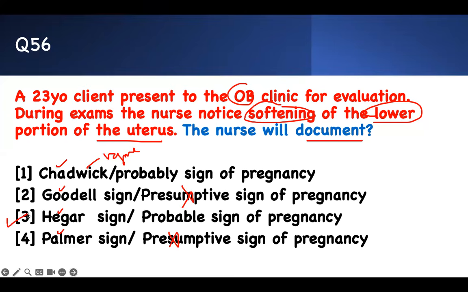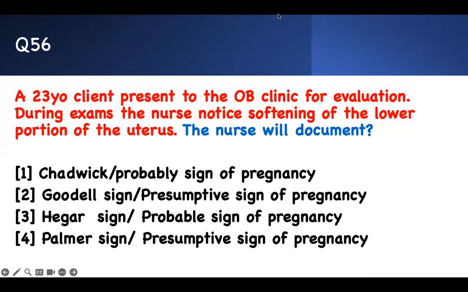That is the compressibility of the lower uterus. Or the Goodell is basically talking about the cervix being soft. And a Palmer, when you examine them, there's contraction of the uterus. So the right answer is Hegar. It's a probable sign. That's what she's referring to, softening of the lower uterus, compressibility.